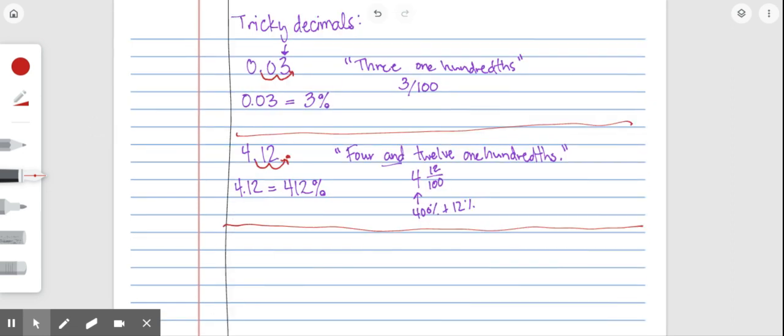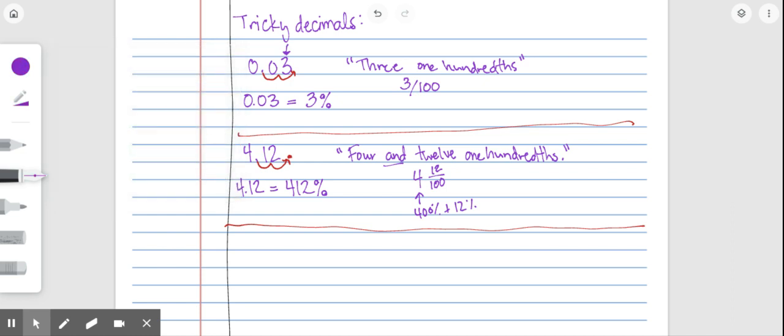Okay. Let's do one more tricky decimal, and then I'm going to give you some try-its. How about 0.495? Okay, this one is tricky. I'm going to write it 2 different ways. This is 495 thousandths, which looks like 495 out of 1,000.